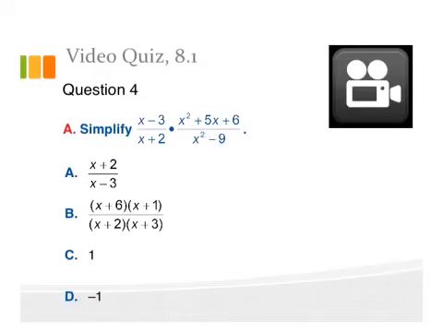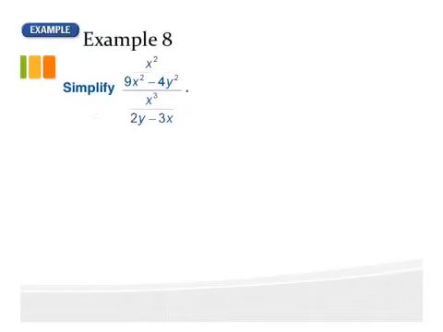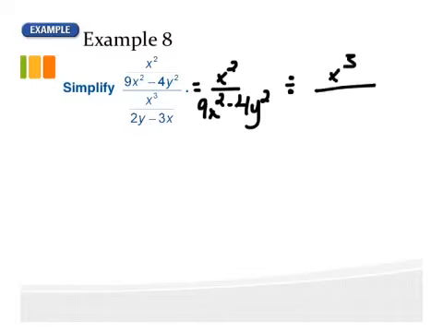And here's your last video quiz question. Okay, our last example. This is a complex fraction, which just means the same thing as example 7, except it's written vertically instead of horizontally. So the first thing I'm going to do is change it and make it written horizontally. So this is actually x squared over 9x squared minus 4y squared divided by x cubed over 2y minus 3x.